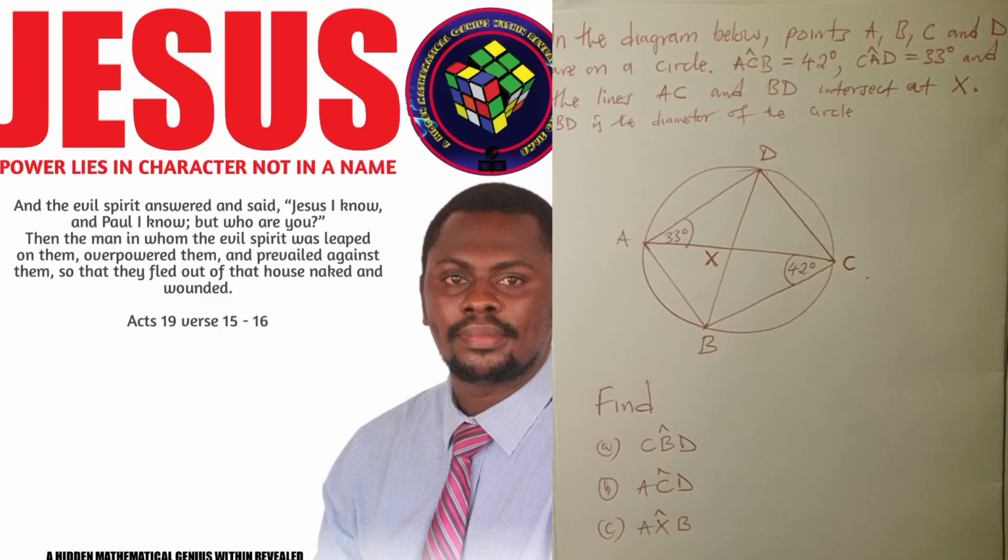In the diagram below, the points A, B, C, and D are on a circle. Angle ACB is equal to 42 degrees. Angle CAD is equal to 33 degrees. And the lines AC and BD intersect at X. BD is the diameter of the circle.